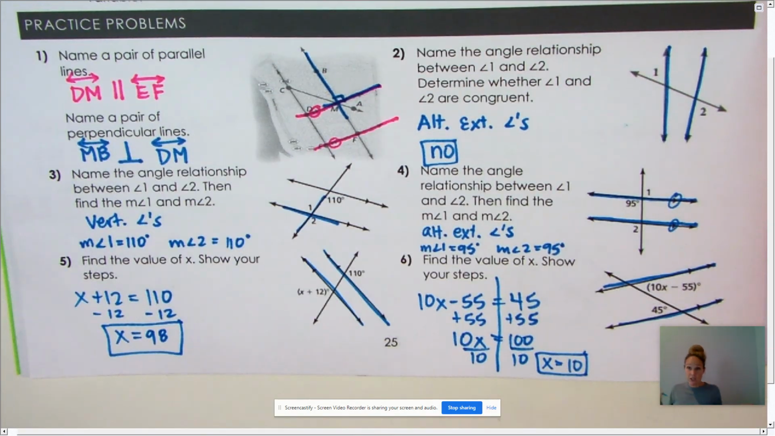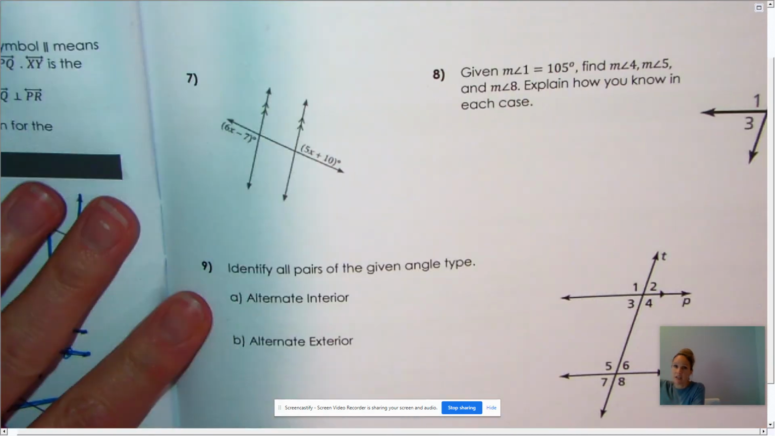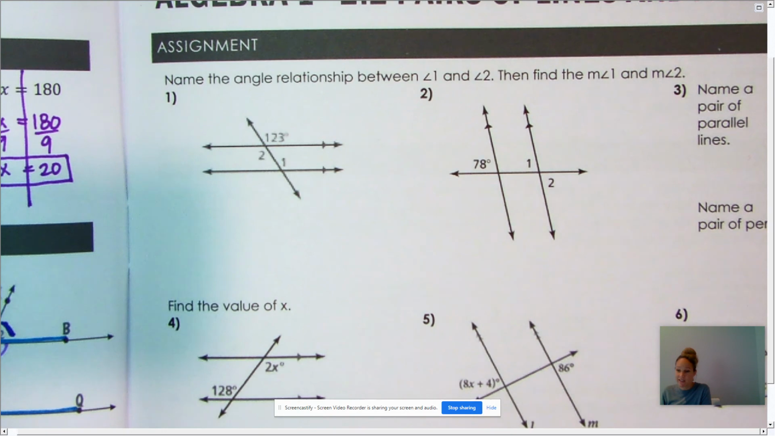Okay, now we're going to start just on the odd problems on your homework. Question number 1. Remember, you should be trying these first and then using the video to check your answers.